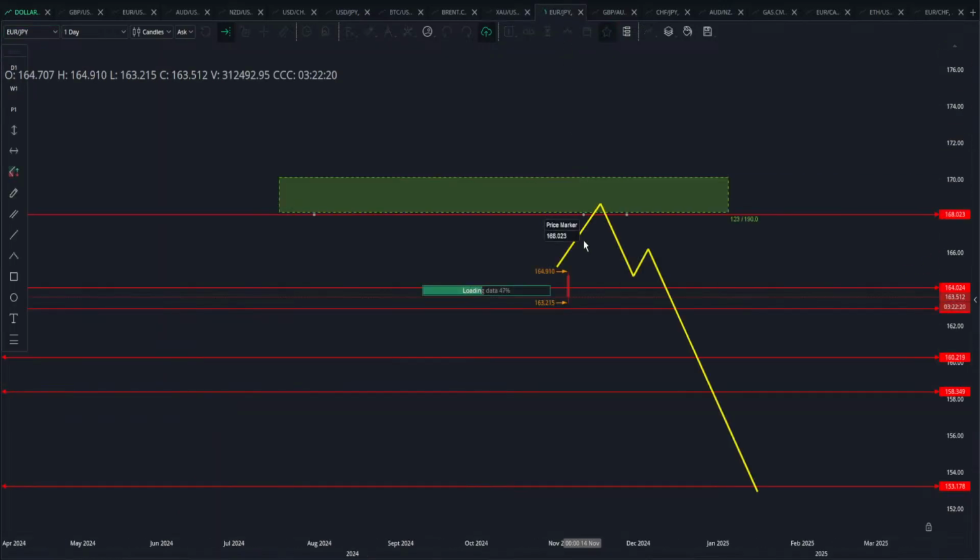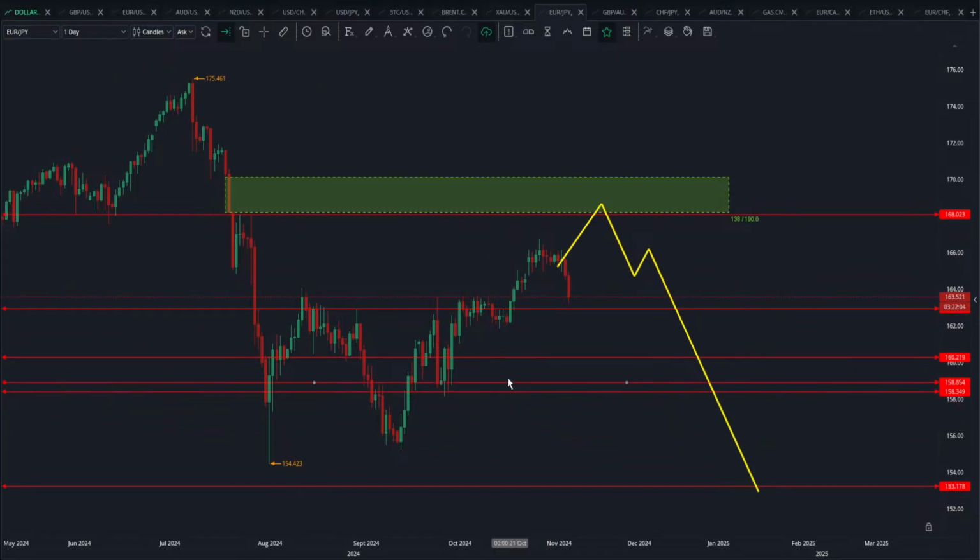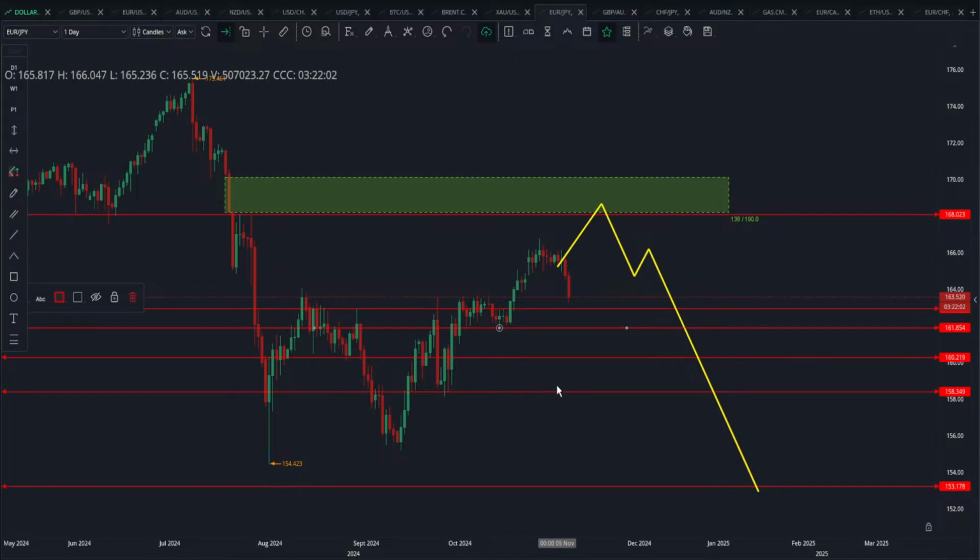Euro JPY, although I'm looking for it to go lower, I would love to see it trading this area before going lower. Right now, if it starts going lower, I will not be a part of that move. I have a potential resistance at 168.02 and the potential support is here. This has no value, right? So keep an eye on this movement. Although there's a fair value gap which has been traded and closed already.